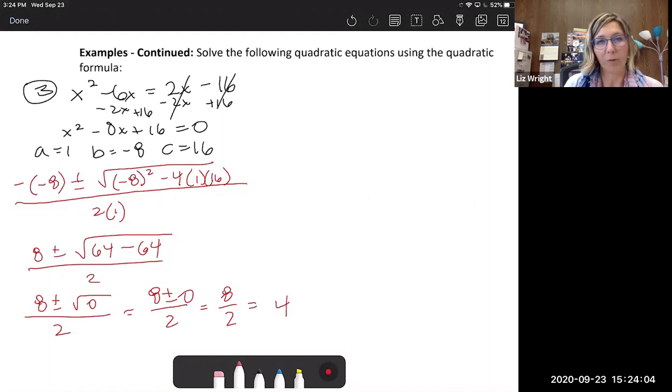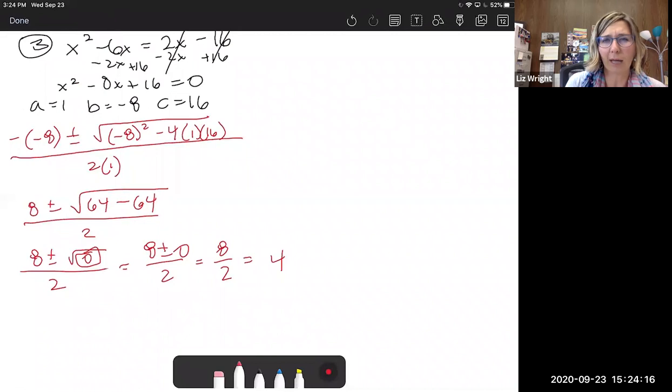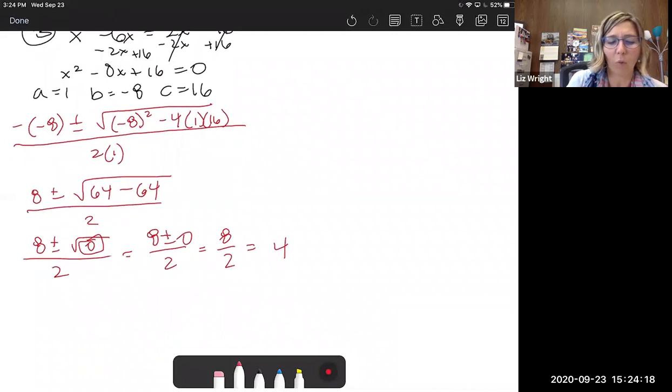Why didn't we get 2 answers? Because underneath the radical was 0. If you add 0 and subtract 0, you're going to get back the same number. And so for this one, think about that. For graphing, how could it work out that we would only have one x-intercept? How could our parabola look like that?